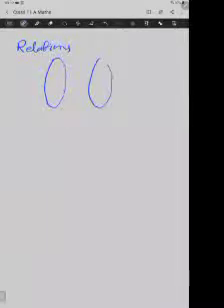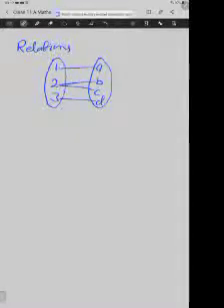So let us try to understand what is mapping. With the help of mapping, we are trying to understand a relation, like 1, 2, 3, A, B, C, D. So just try to see this thing: 1 can be mapped with A, 2 can be mapped with B or C. 3 can be mapped with D.